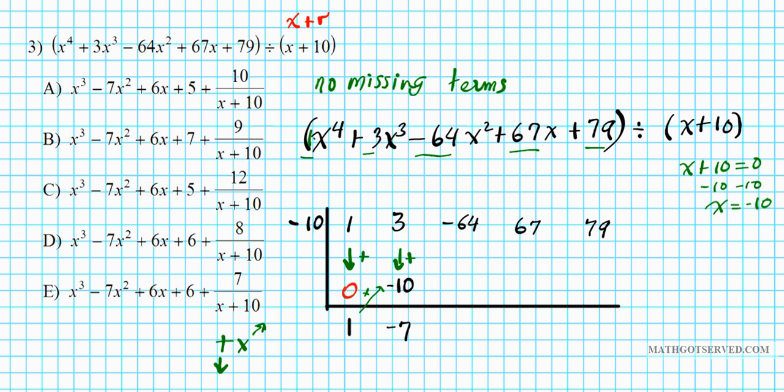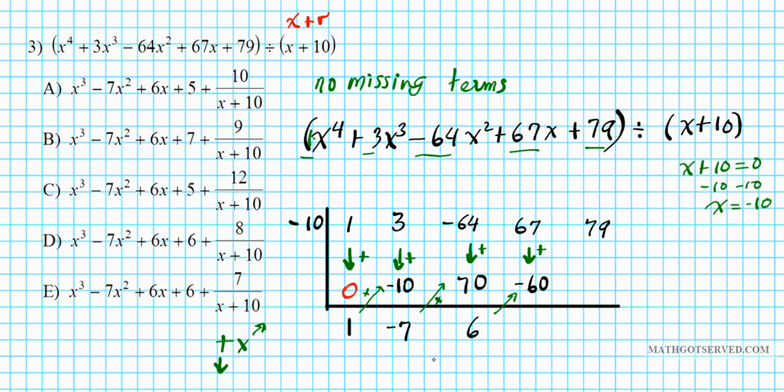All right, so if we multiply across, we multiply negative 10 times negative 7. The result is going to go right here. So multiply. Negative 10 times negative 7 is 70. Okay, so we're going to add down. When we add down, we'll end up with positive 6. And then we're going to multiply across again. Negative 10 times positive 6 is negative 60. And we're going to add down again.